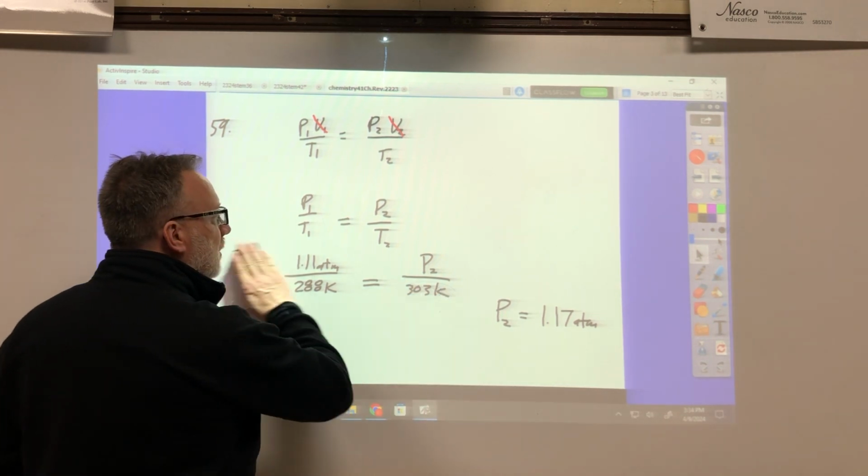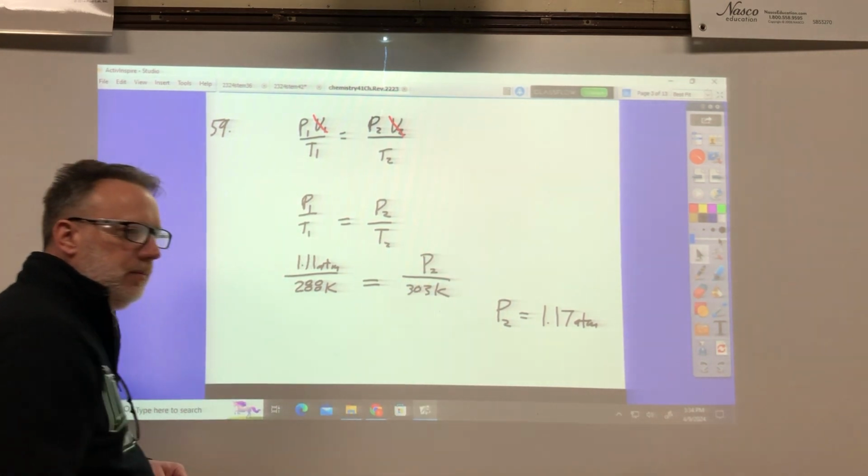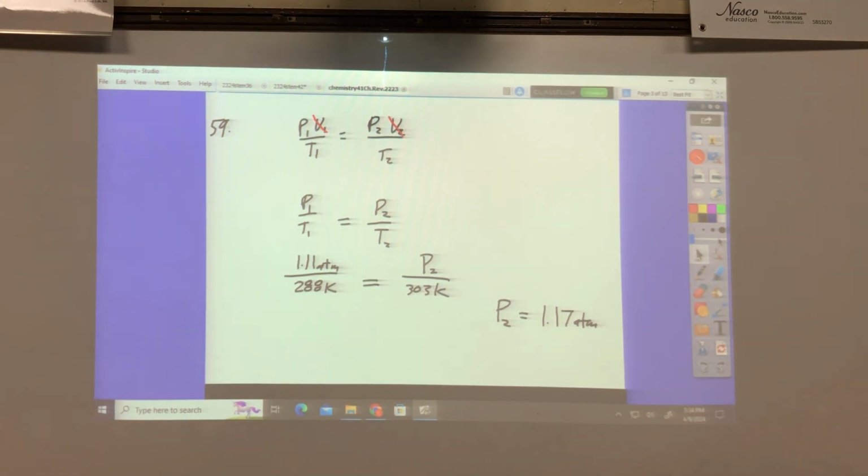Backing up to 58. Another hot air balloon. A sample of air occupies 2.5 liters at a temperature of 22. Convert it to Kelvin, which is 295, because you're adding 22 and 273. What volume will be inside at 43? Assume the pressure remains constant.